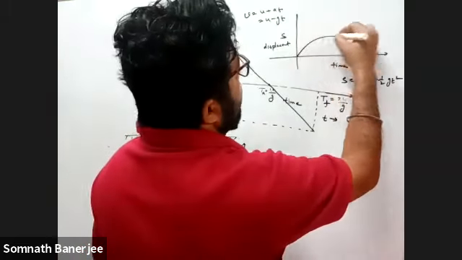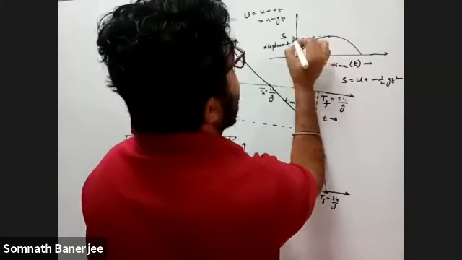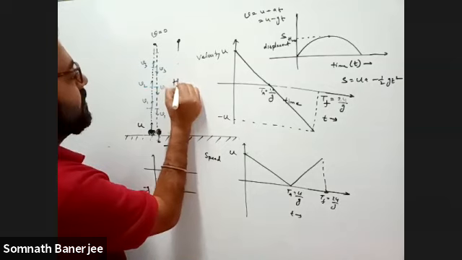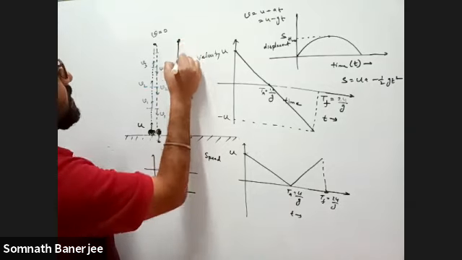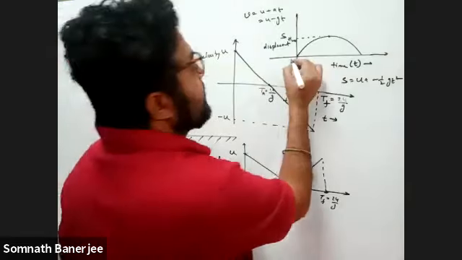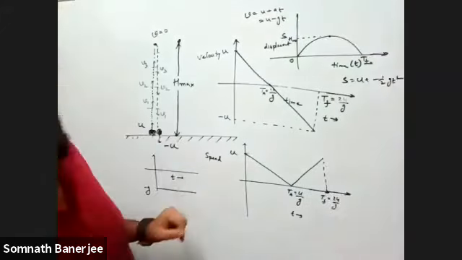So how does it look? It looks like this. And this is the maximum height. You can write h max. This is the maximum height. Hope you understand which one is the maximum height. And this is the total time of flight. So this one is the displacement time graph.